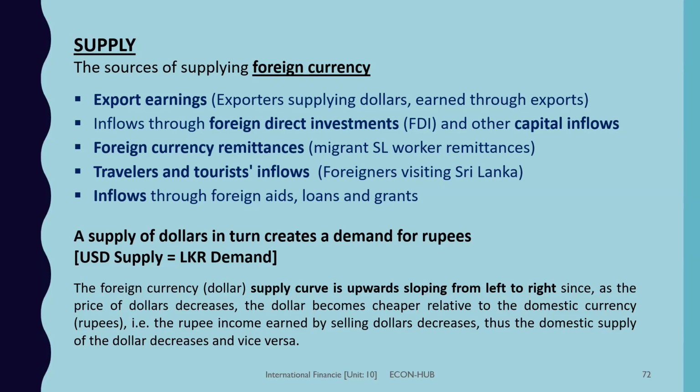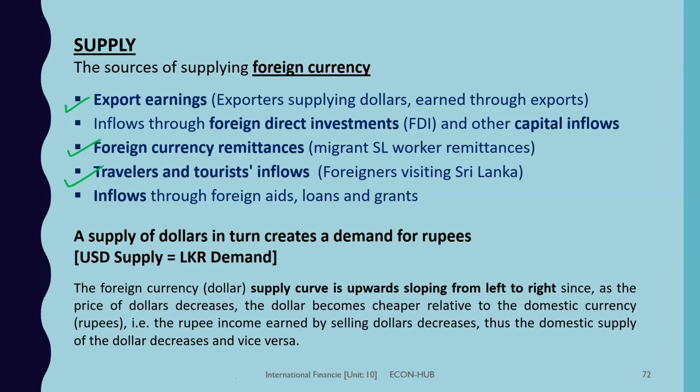So what is the main reason we get an inflow of dollars? We get a supply of dollars from export earnings, that's a major factor. Then remittances, a big inflow, and travel and tourist inflows. Others are there, but these are the major inflows we have. Then a supply of dollars in turn creates a demand for rupees. Now the other side of the story: USD supply, LKR demand.